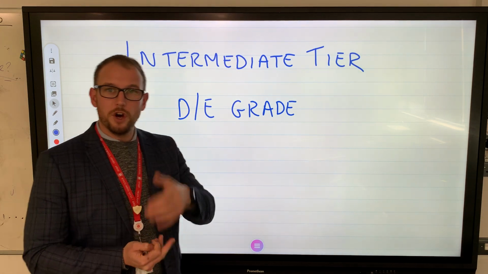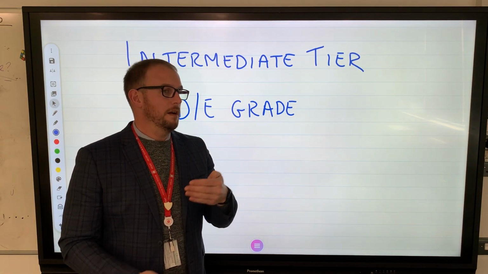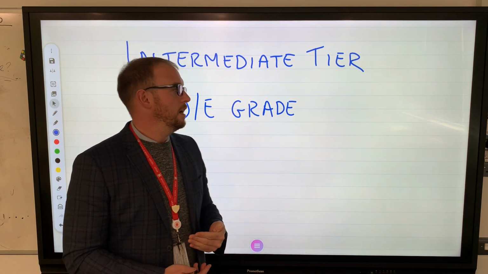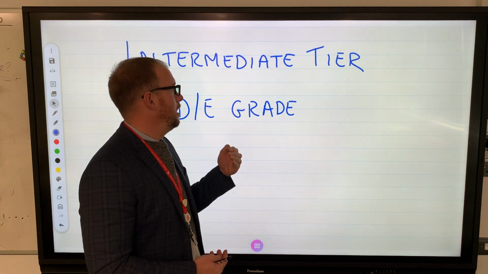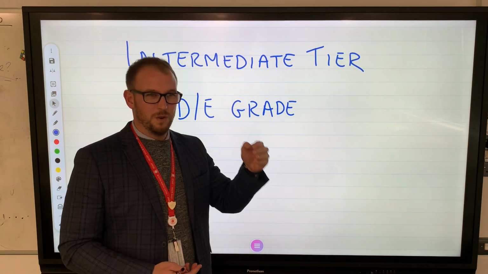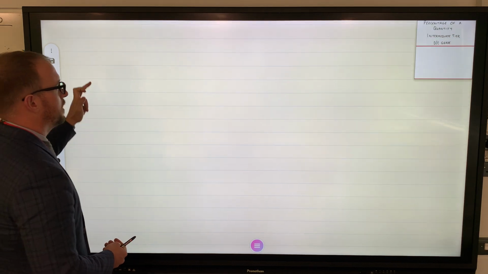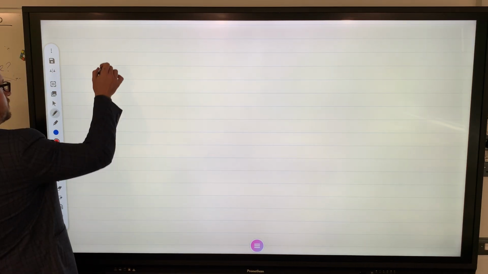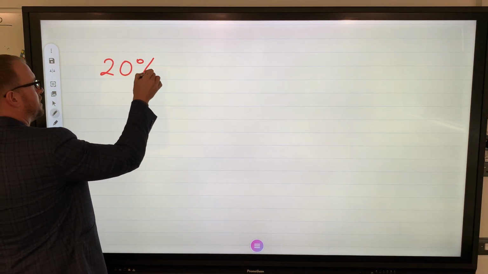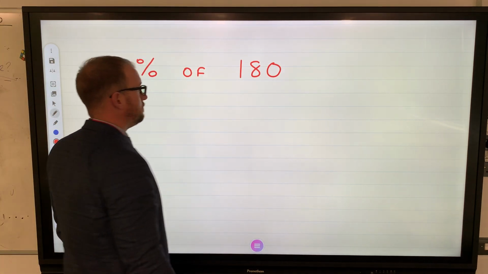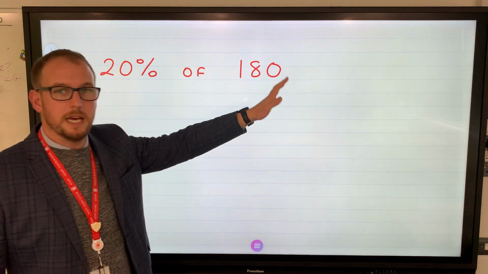I'm going to start off with the non-calculator method, and then I will show you the calculator method, which is quite a bit easier than the non-calc. However, you still need to understand where the numbers have come from. So hopefully this will help. Let's have a nice easy question to start off. We need to find 20% of 180. It could be pounds, could be kilograms, anything like that.